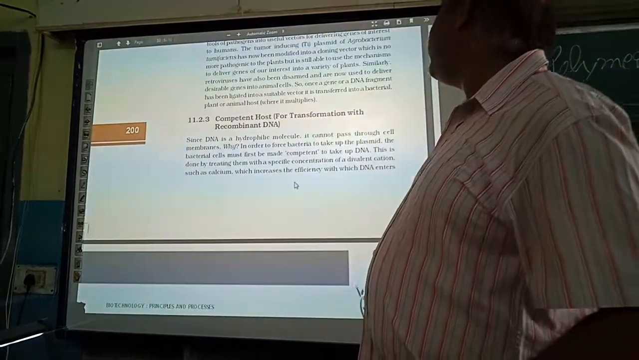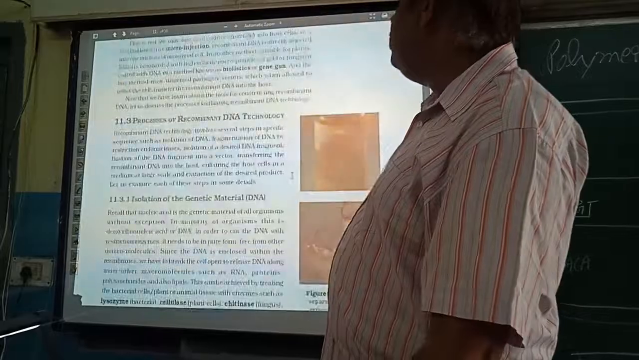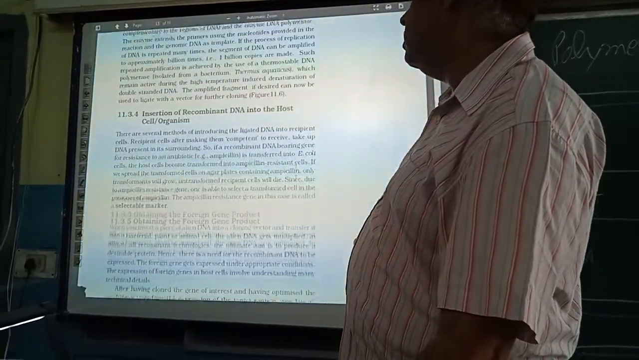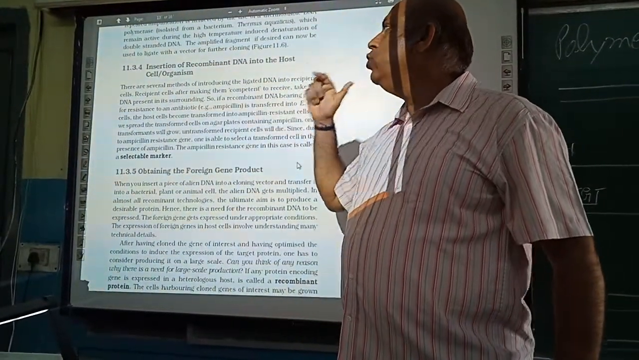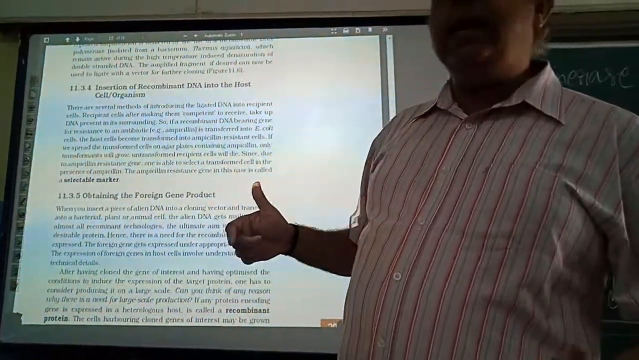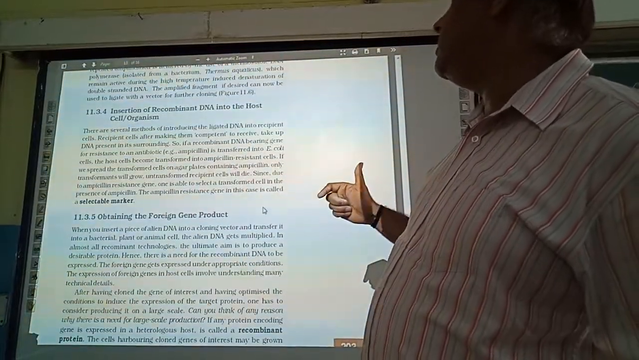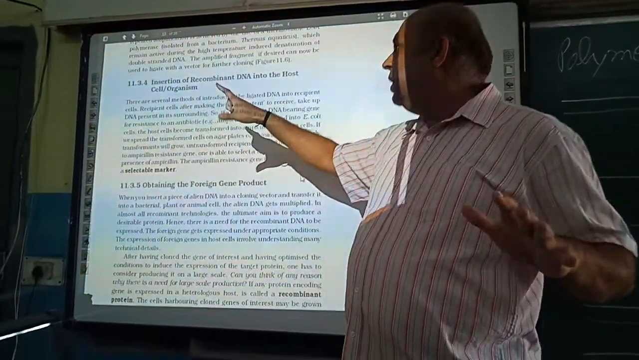Competent host for transformation with recombinant DNA. We already know that when we form a recombinant DNA, the next step is transformation. Transformation means the insertion of recombinant DNA into the host. That may be a bacterium, a plant cell, or an animal cell. Okay. What would we say in this paragraph?